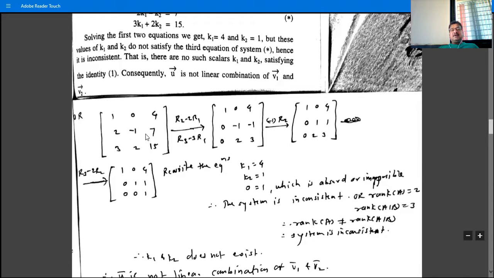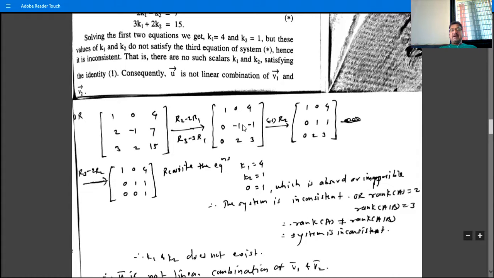This is the matrix AB, and now we have to reduce this matrix to echelon form. Here is 1, so we have to reduce this 2 and 3 to 0. So the operations are R2 minus 2 R1 and R3 minus 3 R1. So we have this matrix. First row as it is, second row we have 0, then minus 1, and minus 8 plus 7 is minus 1, then 0, 0, 2, and then minus 12 plus 15 is 3.